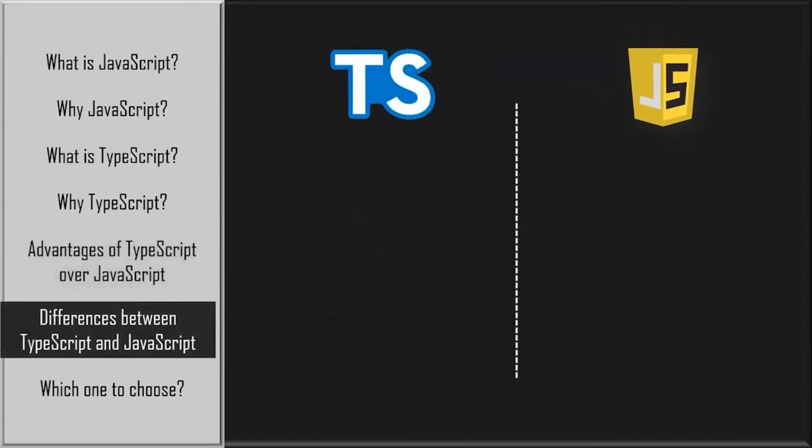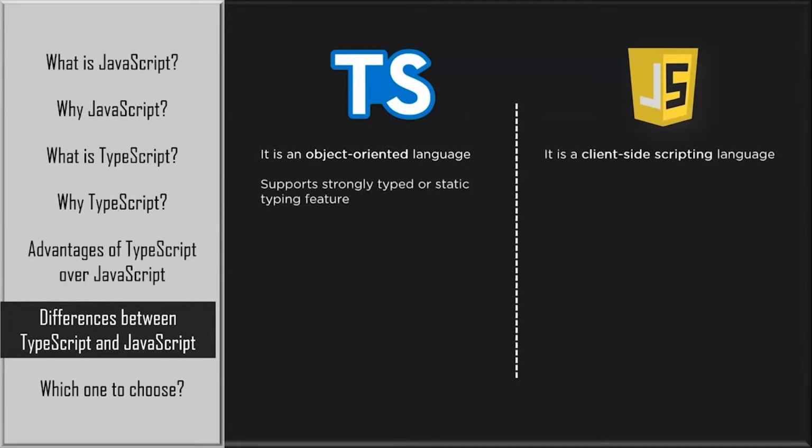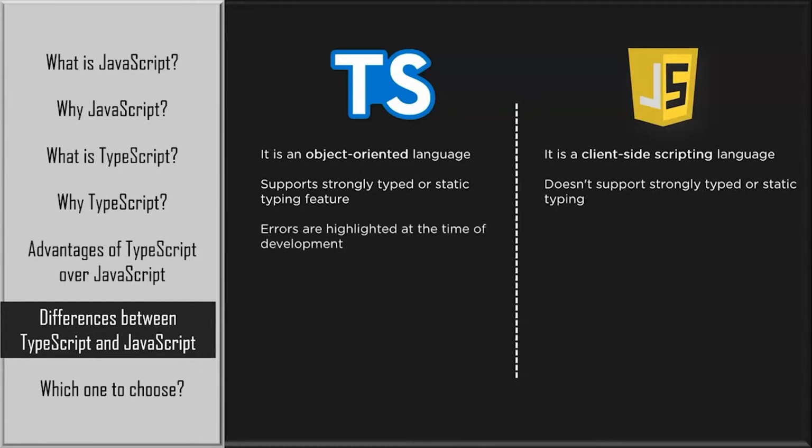Moving ahead, I'm sure you must have gathered the differences between the two languages. However, let me just brief them up for you. Firstly, TypeScript is an object-oriented language, while JavaScript is a client-side scripting language. Now, TypeScript supports strongly typed and static typing features, while JavaScript does not support it.